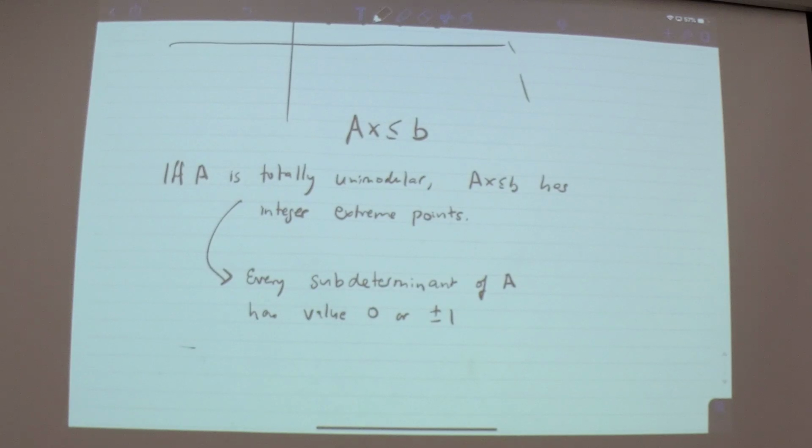So in other words, the constraint matrix for a flow problem is TUM, totally unimodular.